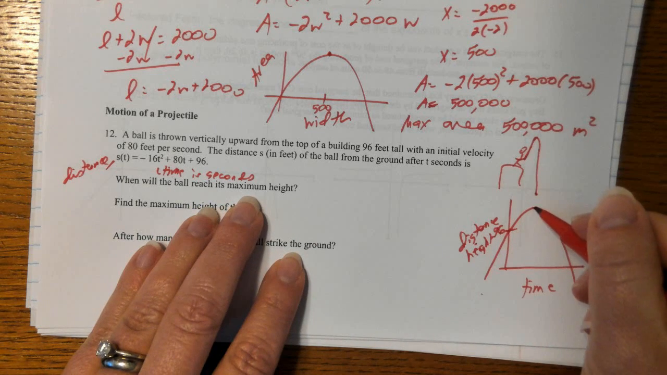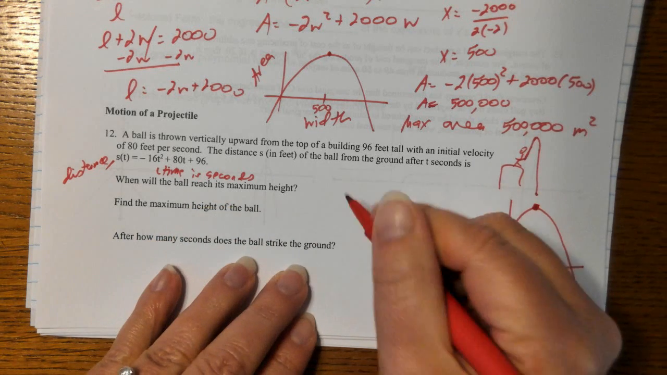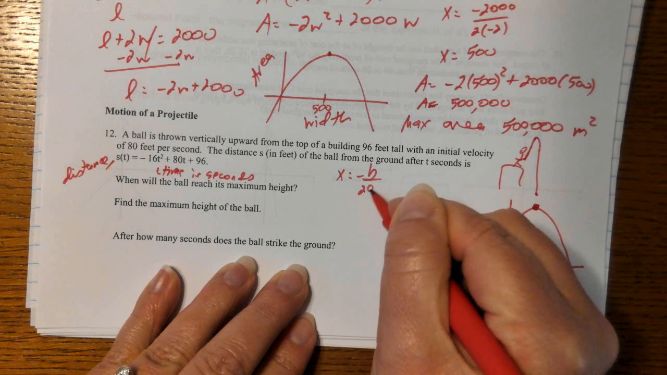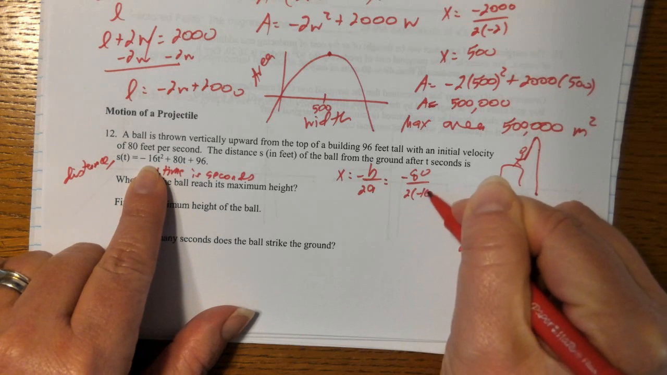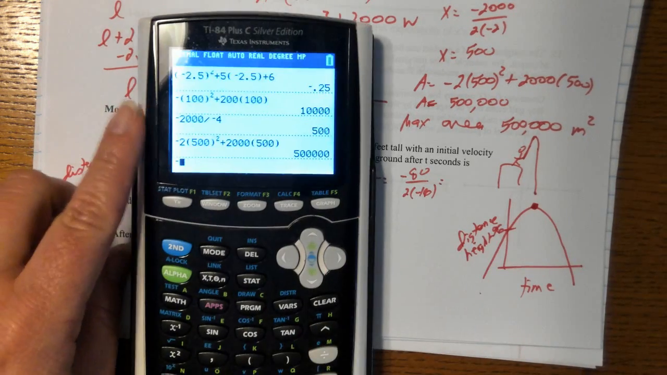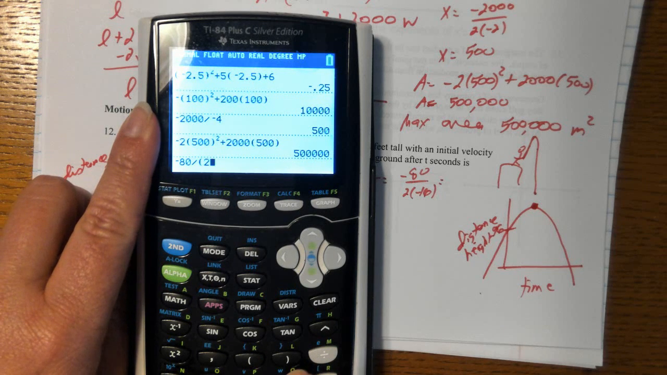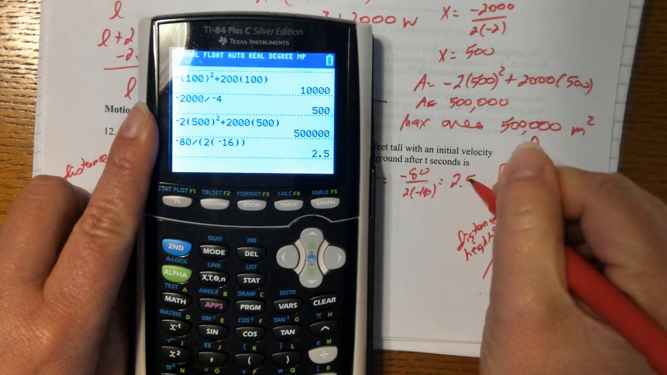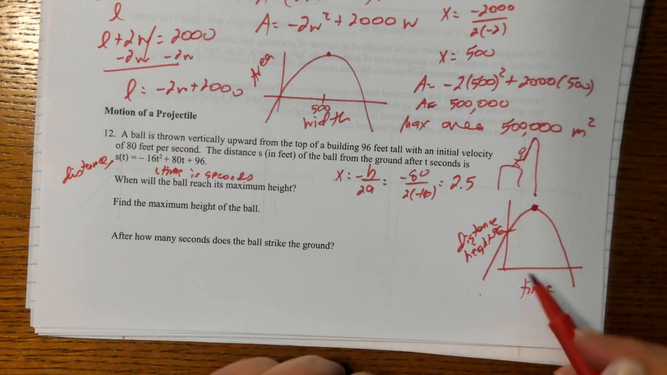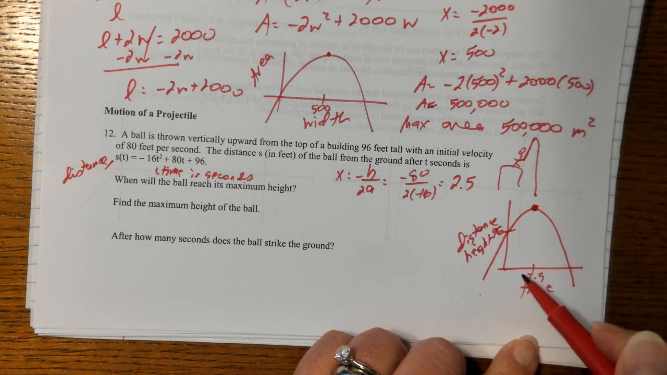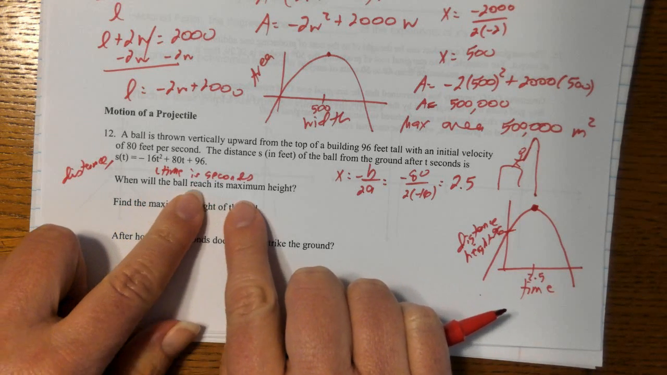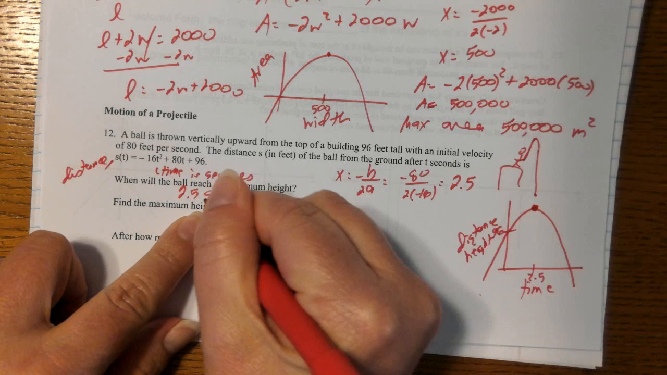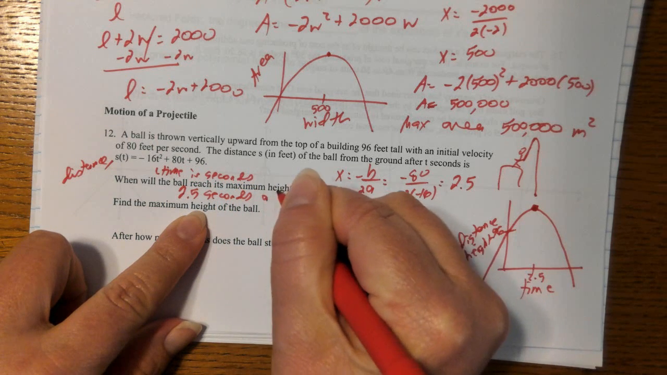Oh, maximum. That's the vertex. So I need to find that vertex. And I find the vertex by doing negative b over 2a. b is 80, so negative 80 divided by 2 times negative 16. And I got 2.5. Okay? So what that means is 2.5 seconds after we throw the ball, it's going to be at its highest point. So part A here, when will the ball reach its maximum height? 2.5 seconds after we throw it.